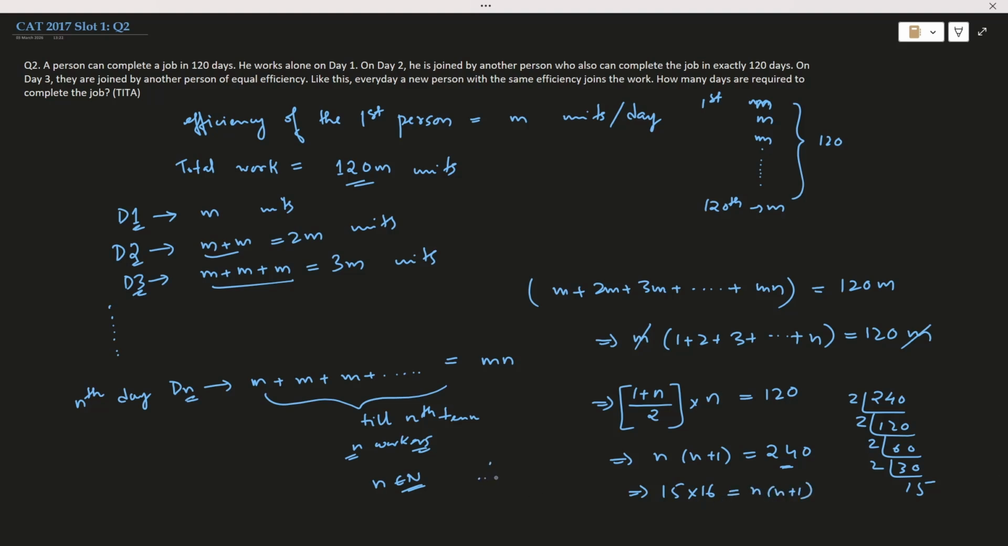That means therefore n is equal to 15. So after how many days? After 15 days the work will get completed, so your answer should be 15 days. This was also a type-in answer, so you'll have to enter 15 as your answer. 15 is the correct answer.